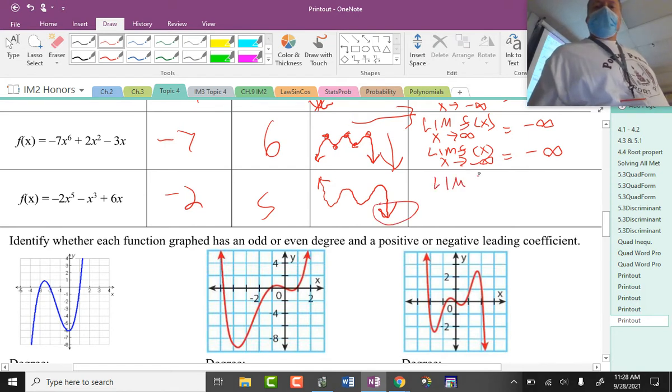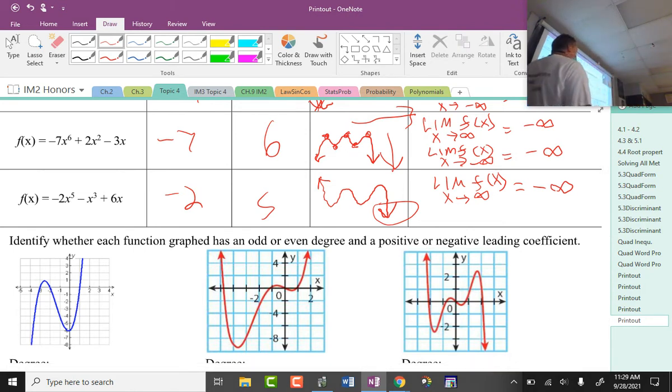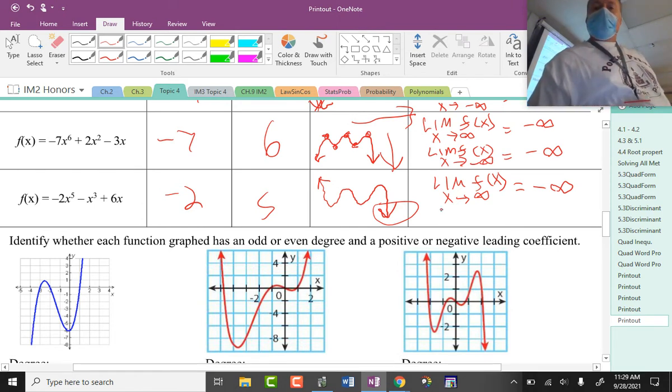So limit of f of x as x goes to infinity, the bigger the number I plug in, that negative dominates. And then the bigger negative I plug in, a negative to the fifth is a negative, times a negative is a positive. You get a huge positive output. So input output could also work for this, or just memorize the action of the graph. And then this ain't no thing, chicken wings.